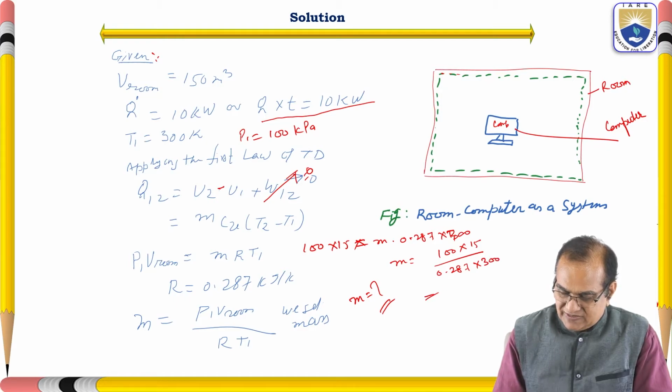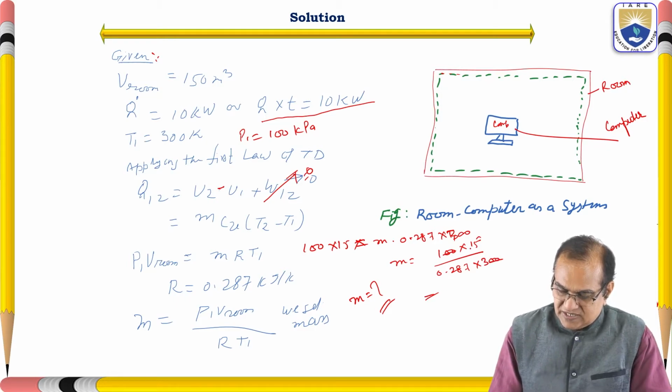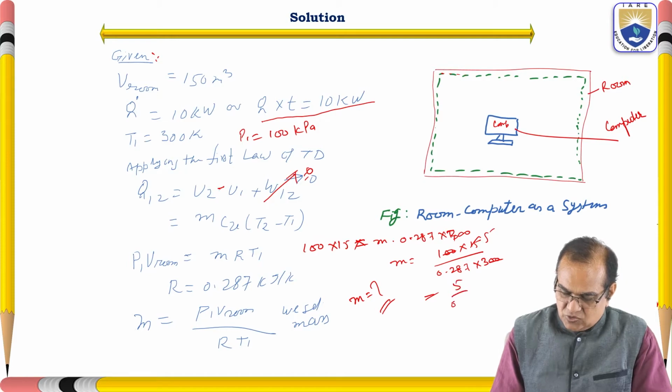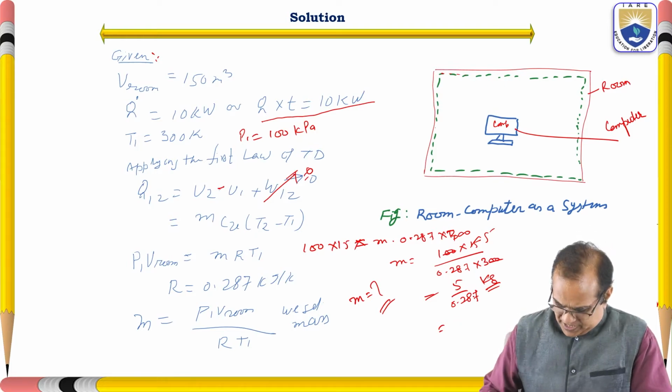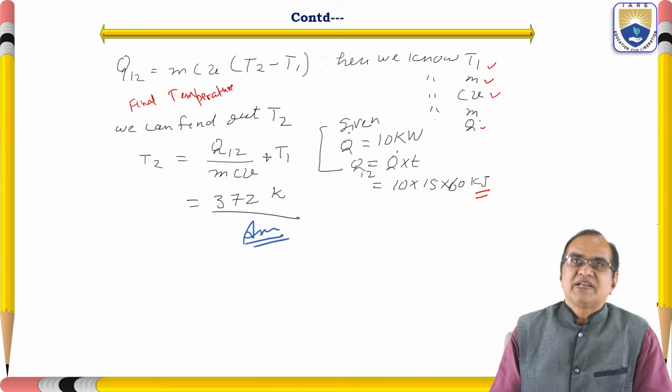So here we can see that it is 5, so 5 by 0.287, this is the kg. We got this much mass here. This we can take as exactly 3, so this will come approximately 0.350. So this is the mass which we have got here, and here we can put this Q12.